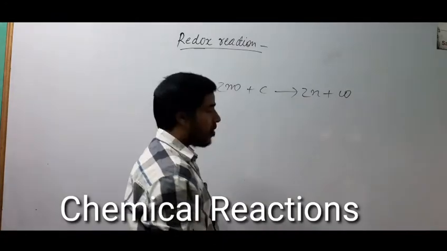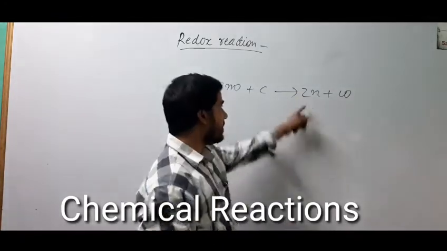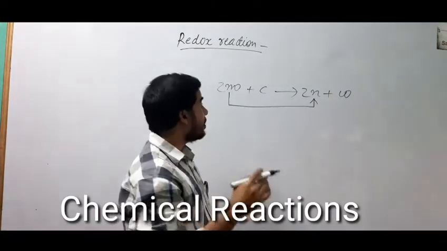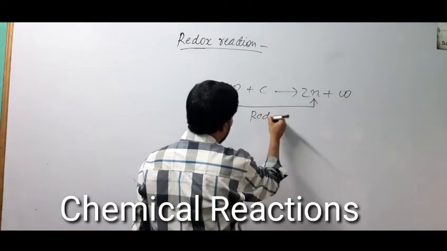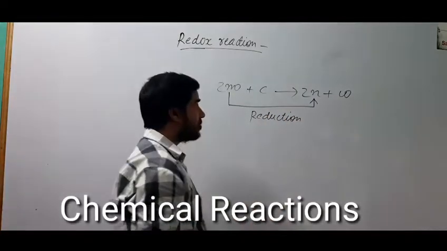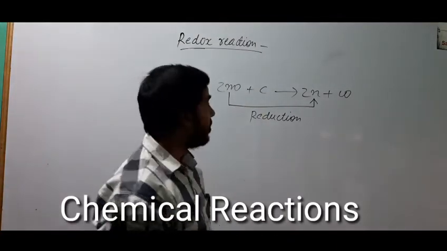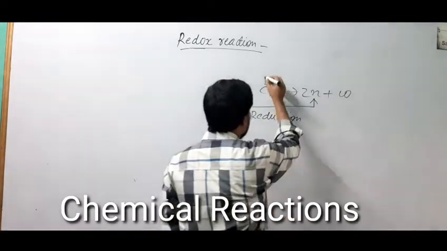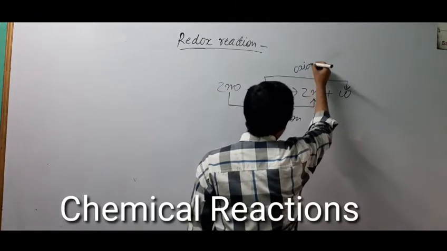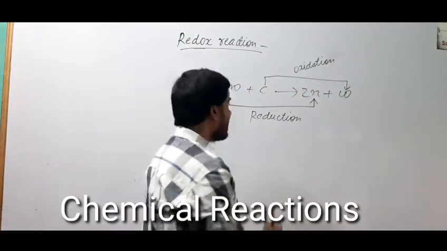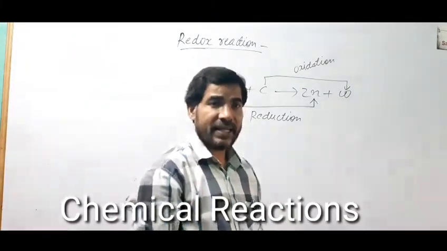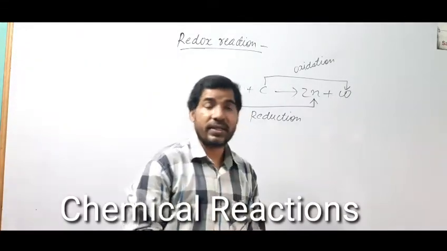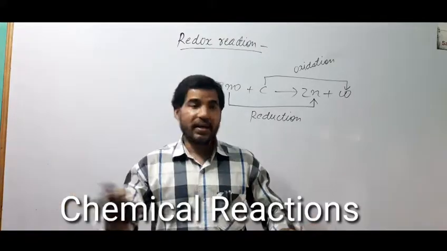From zinc oxide, removal of oxygen takes place because on the product side we are seeing zinc alone. So since removal of oxygen takes place from zinc oxide, we can say zinc oxide is reduced into zinc, meaning reduction. And in the case of carbon, on the reactant side carbon is alone, but on the product side carbon is with oxygen, and it tells us about the addition of oxygen. So carbon gets oxidized, or oxidation. So in this reaction, oxidation and reduction both take place simultaneously. So it is called a redox reaction, because redox is also known as reduction and oxidation reaction.